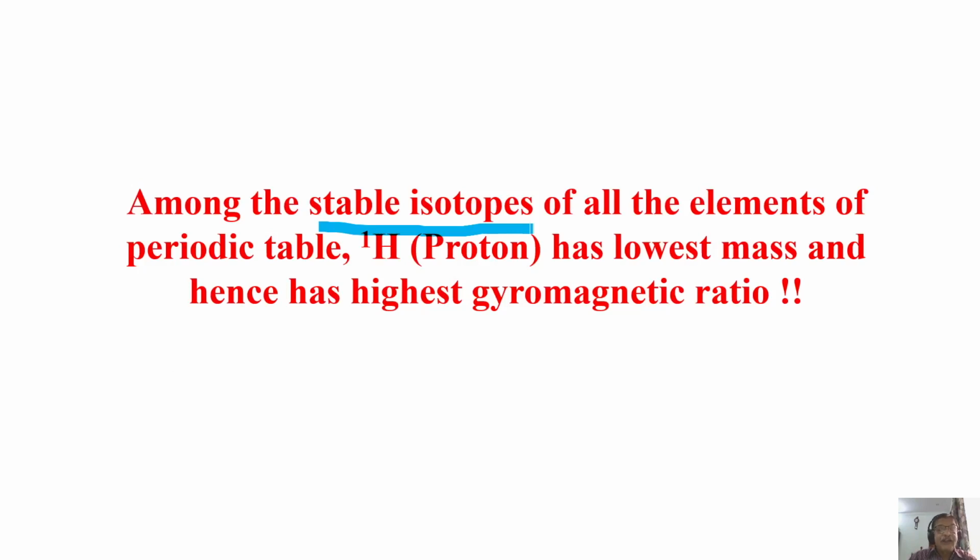That is different. So the tritium, the isotope of hydrogen, is something different. It is unstable, but it has a different gamma. I will not go into the details, but please understand that it has a higher resonating frequency compared to that of proton. But among all the stable isotopes, proton has the lowest mass and has the highest gyromagnetic ratio.